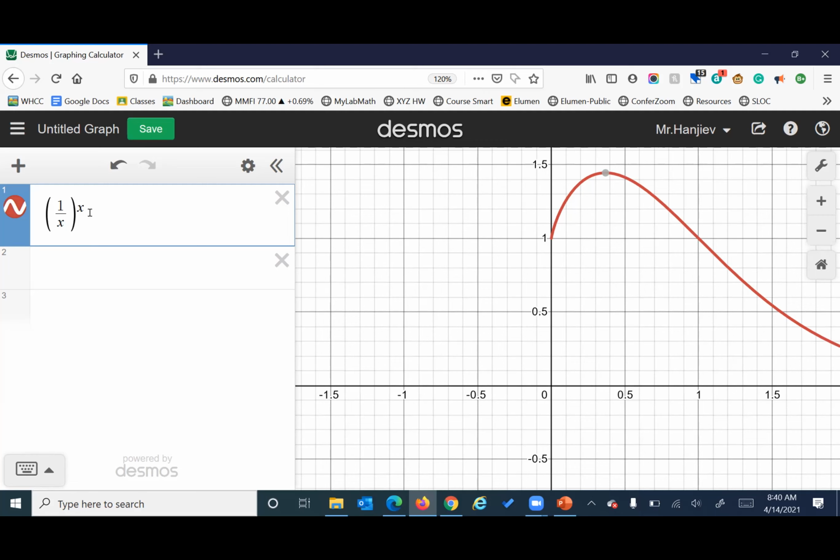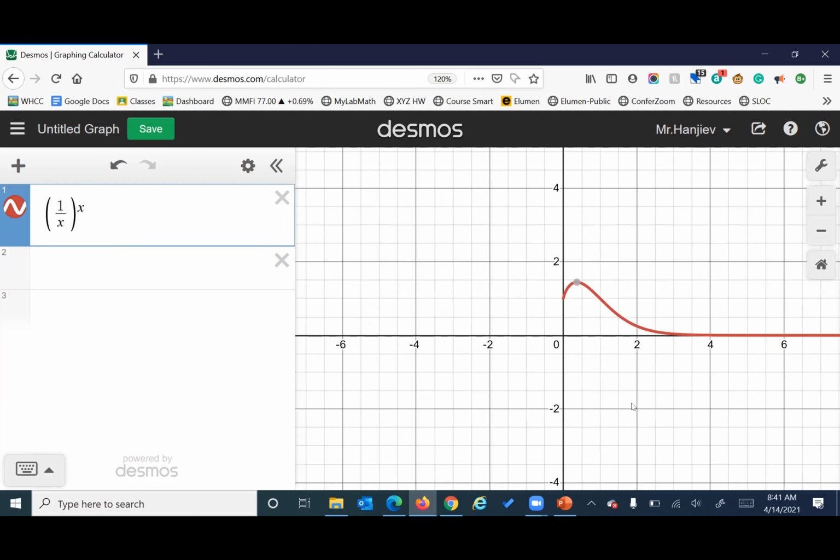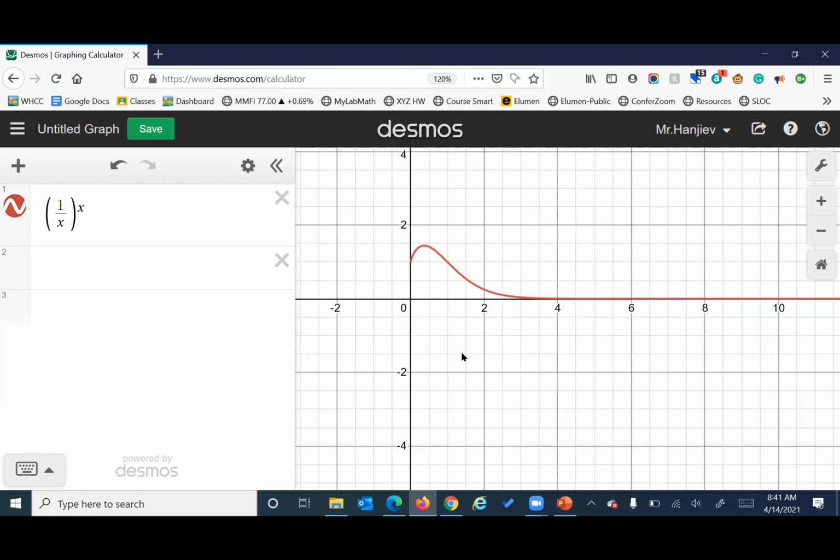Oh, I like this one. Let's take a look at this one here. So how about the reciprocal of it? This is going the other way, right? 1 over x. 1 over x.